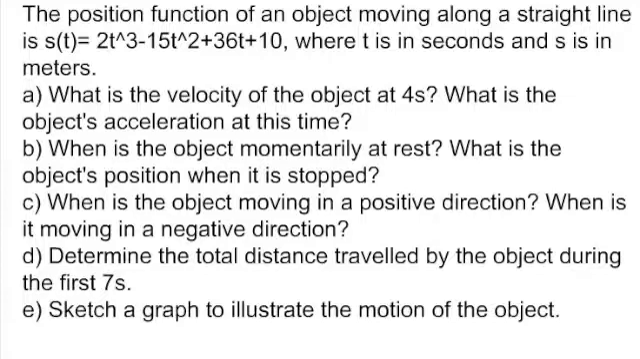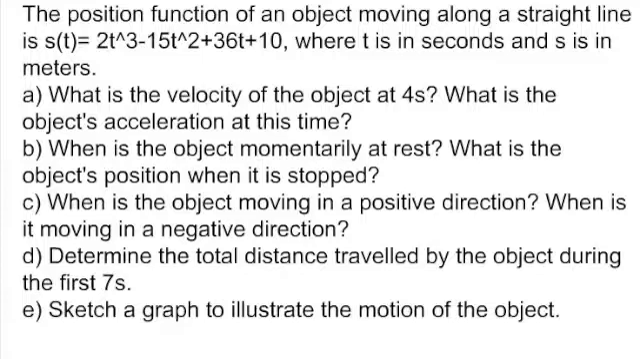C. When is the object moving in a positive direction, and when is it moving in a negative direction? D. Determine the total distance traveled by the object during the first 7 seconds. And E. Sketch a graph to illustrate the motion of the object.